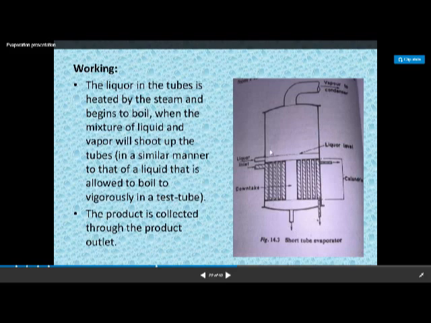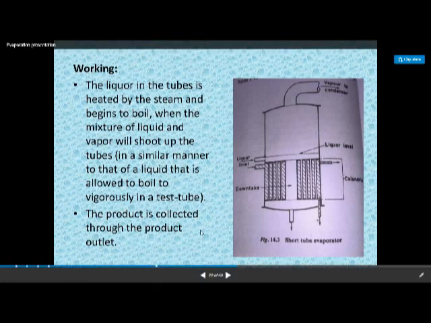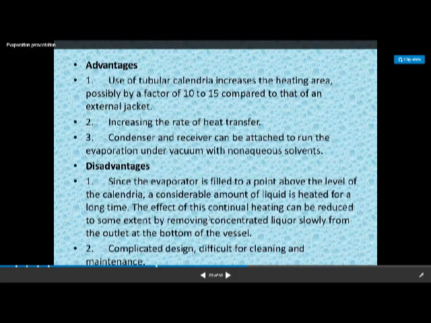So you have to maintain a fixed level of the liquor in this short tube evaporator. This is the only disadvantage, that you have to maintain it. If you fail to maintain the liquor level, then there may be short circuiting of the liquid. So this is about the working, and the extract is collected through this outlet. So this is about the working of the short tube evaporator.